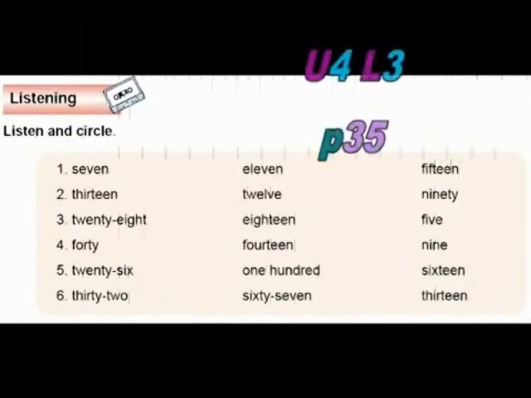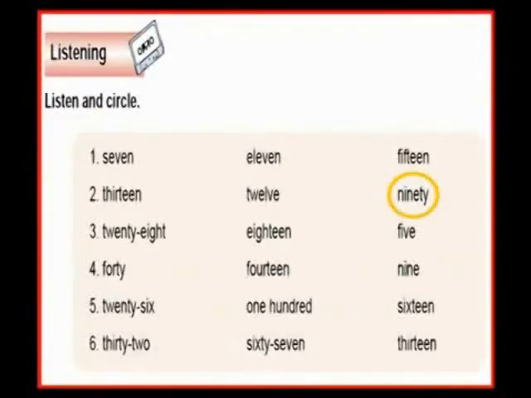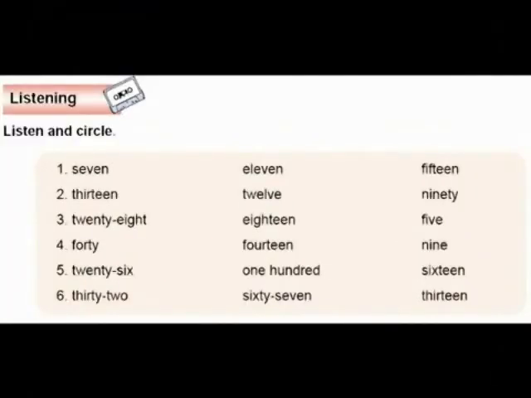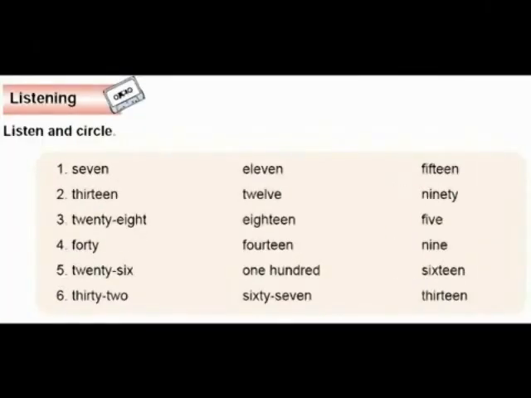Unit 4, Lesson 3, page 35. Listening task. You will hear 6 numbers. Circle the numbers you hear. Row 1, 15. Row 2, 90. Row 3, 28. Row 4, 40. Row 5, 100. Row 6, 67.